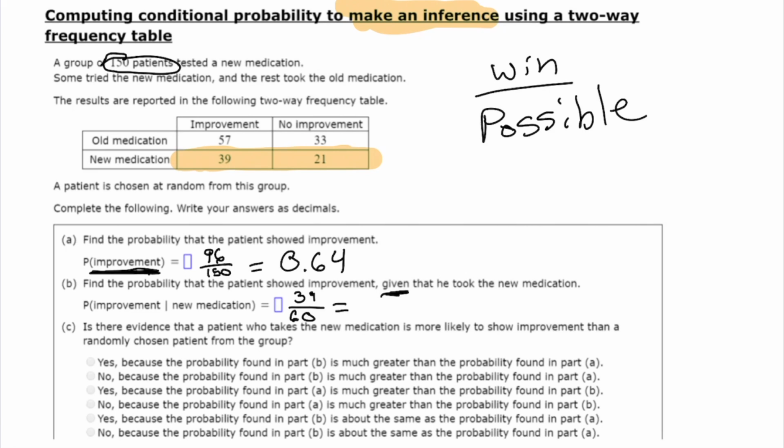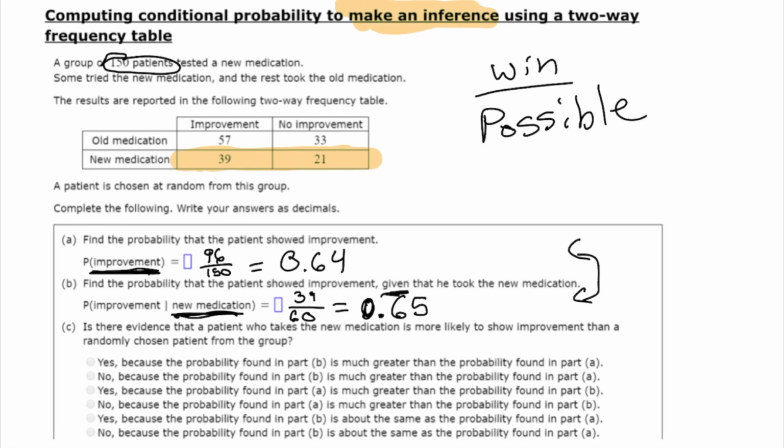total patients that were in the shaded region there. Again, it says given that we use the new medication, so that's why I only went out of 60 on that one. If I divide those, I get 0.65. Now, before we move on to the next question, we need to talk about these two: 0.64 and 0.65. They're not percentages, but they're decimals. But 64% and 65% are pretty much the same.